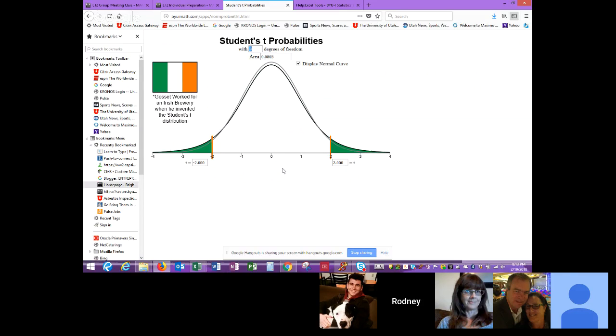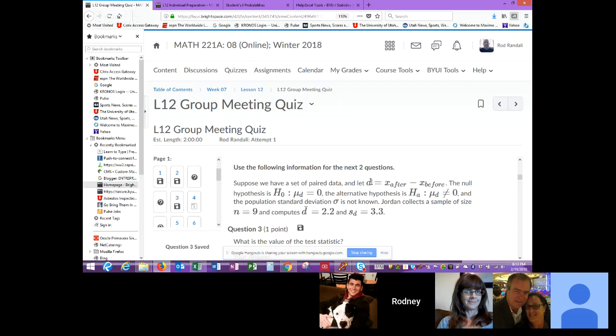Wait, does it say the degrees of freedom? No. How did you get the degrees of freedom then? It's usually the sample size minus 1. So that's where we got the 8. That's where I got the 8. The sample size, yeah, n equals 9, then you minus the 1.